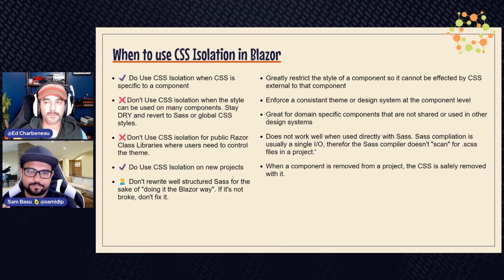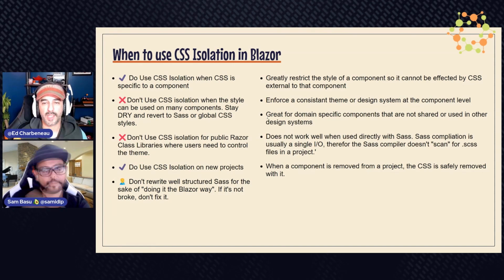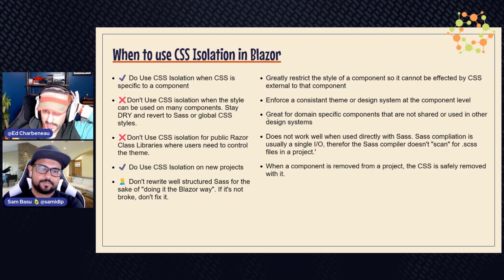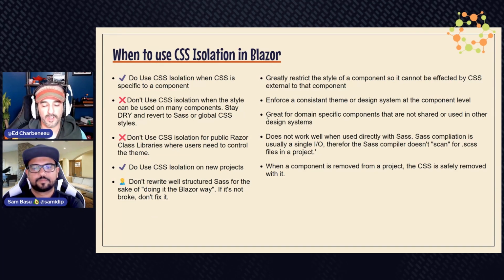The job of this is to restrict the style of the component so it can't be affected by something else in the CSS code. You don't have developers overriding the design system that maybe your design team worked really hard on. It's easy to enforce a consistent theme across the application. It's great for domain-specific component libraries that aren't using other design systems within the organization or outside the org.